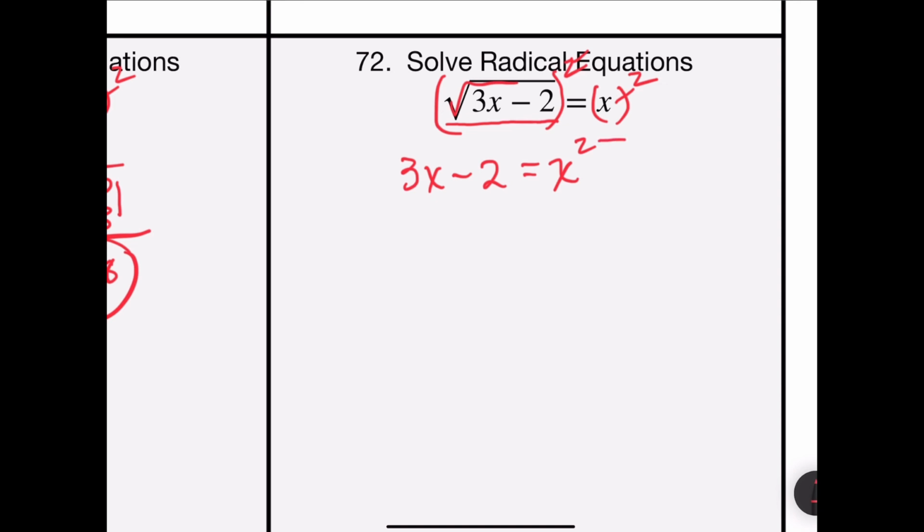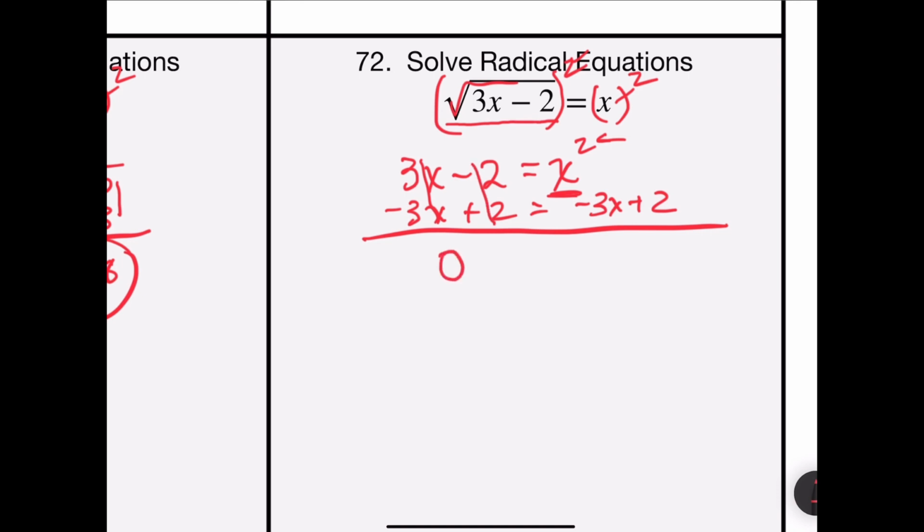Since I have a squared, I know it's a quadratic. To solve a quadratic, I'll have to set one side equal to 0. I'm going to set the left side equal to 0 so that my leading x squared term remains positive. So I would subtract 3x and add 2 to both sides of the equation. 3x minus 3x is 0. Negative 2 plus 2 is 0, so my left side is 0. On the right side, x squared minus 3x plus 2, they're not like terms, so all I can do is express that trinomial.